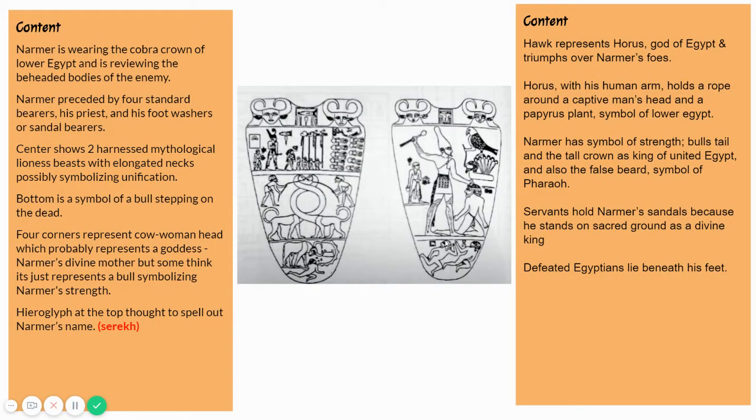Right? The other thing I want you to take extreme notation of is definitely that hierarchy of scale. So even though we have Narmer over here on a smaller scale, you can see how much larger he is than all of his attendants. And then the same here, we have Narmer, who is much larger than his attendants.